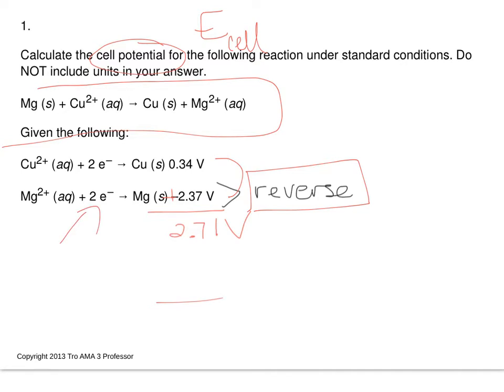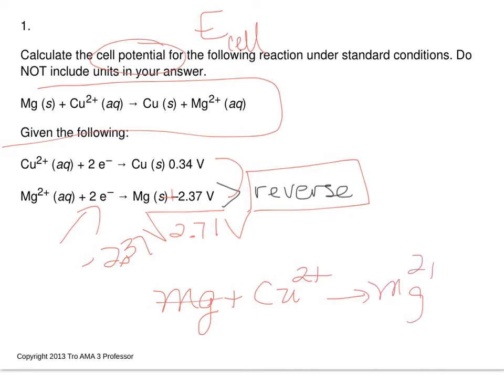And so this reduction of magnesium had a minus 2.37 volt. And so we're switching it to be the oxidation. And so just so that you can look at the overall reaction, once we flip the magnesium one, the electrons cancel out. All right. And so since we flipped this one, we've got to change the sign to positive, which I did. When you add those together, you get an overall cell voltage of 2.71.